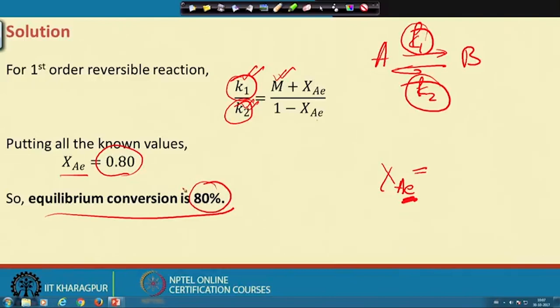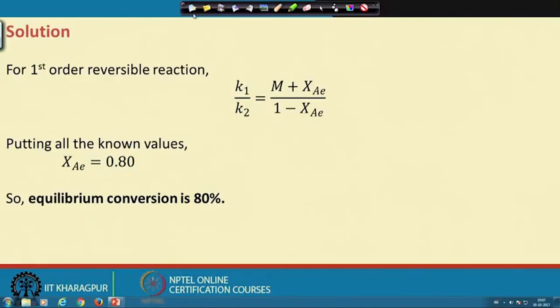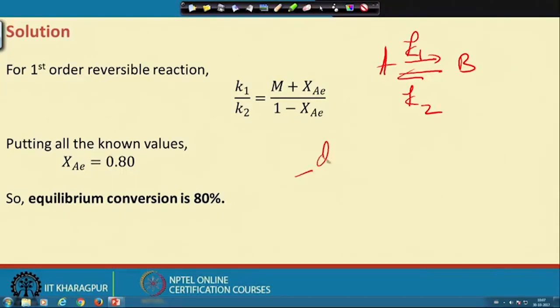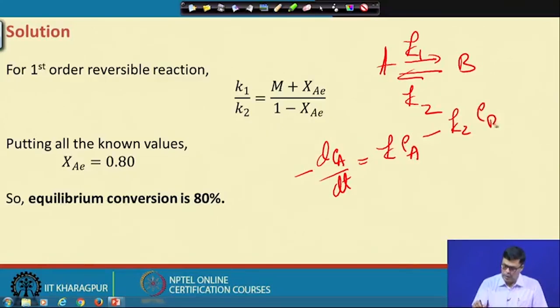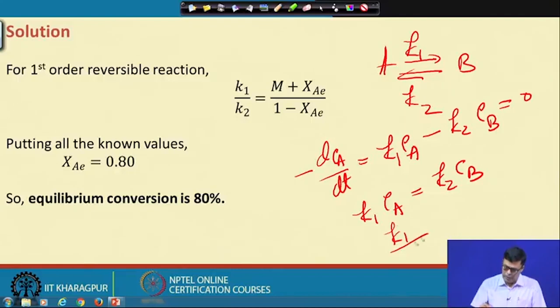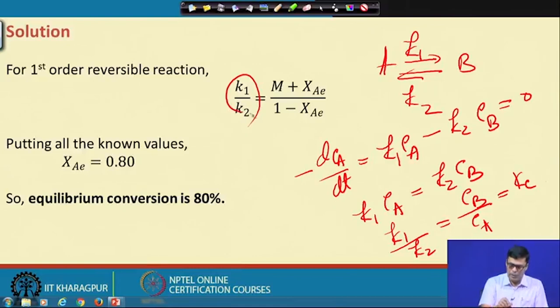Equilibrium conversion, because again I am telling you what we mean by equilibrium conversion here. Suppose A goes to B with K1 and K2. If you look at minus dCA by dt, this will be equal to K1 into CA, if you consider first order kinetics, minus K2 into CB. Now, under equilibrium condition, this should be equal to 0. So, I can write K1 into CA equal to K2 into CB. I can easily write, so K1 by K2 equal to CB by CA. This is equal to a constant, the equilibrium constant. Am I right?